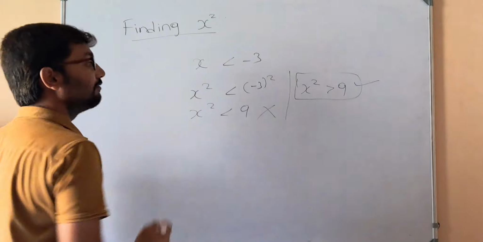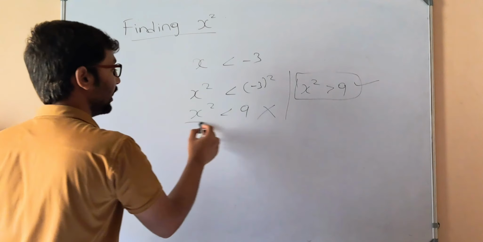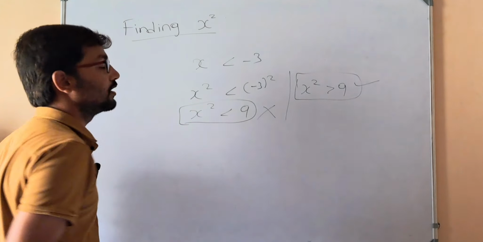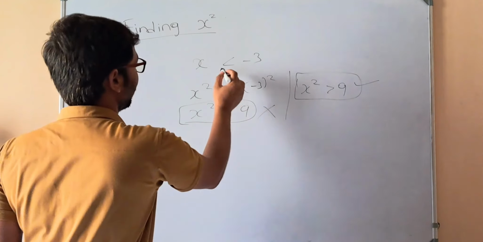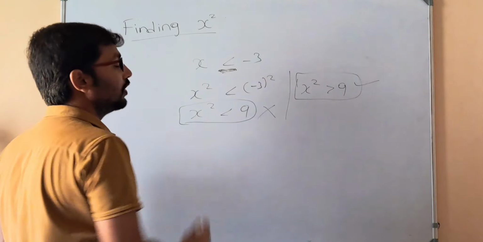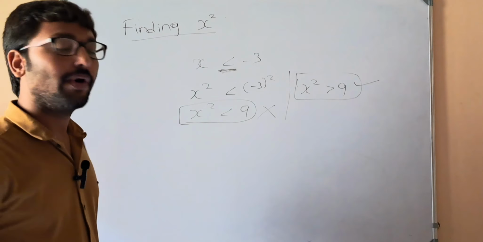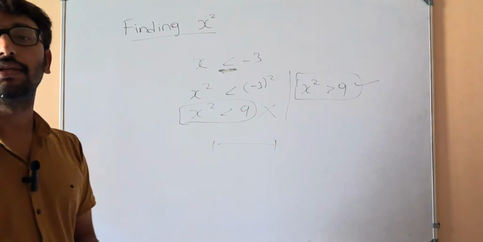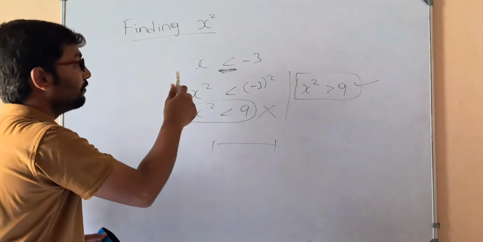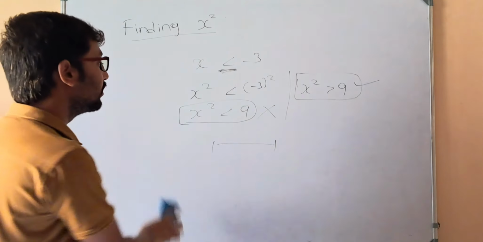But if I directly square, what do I get? I get the wrong answer, that is x square less than 9. So directly applying power is not allowed in inequalities. In inequalities, don't just directly apply the power. You draw a number line and then you solve it. Okay, friends? So don't just directly apply the power.